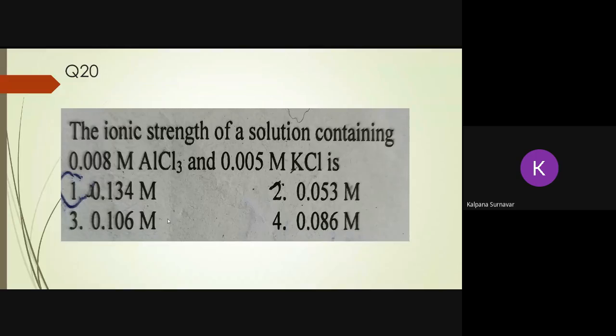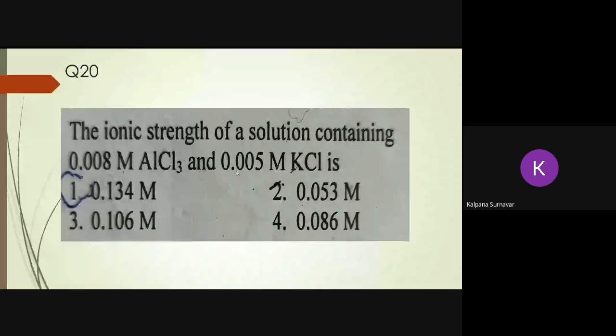See, question number 20. Again, this is a very important question in the SAT exam. Here, the ionic strength of a solution containing 0.008 molar AlCl3 and 0.005 molar KCl is asked. You know the equation of ionic strength, I is equal to half into summation of Ci Zi square. C means concentration and Z means the charge. When there is one molecule, finding ionic strength is easy, and when there are two molecules, the ionic strength is calculated as follows.